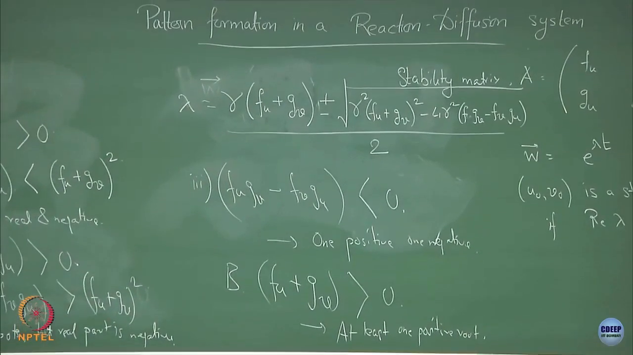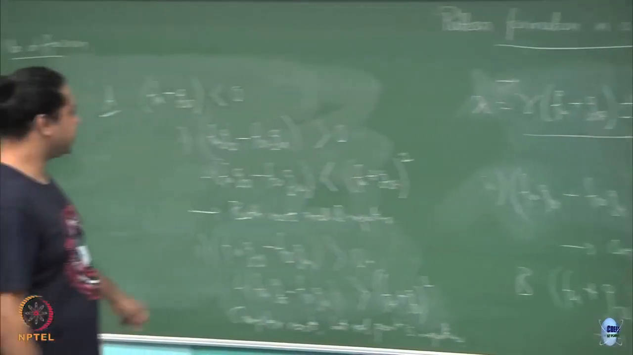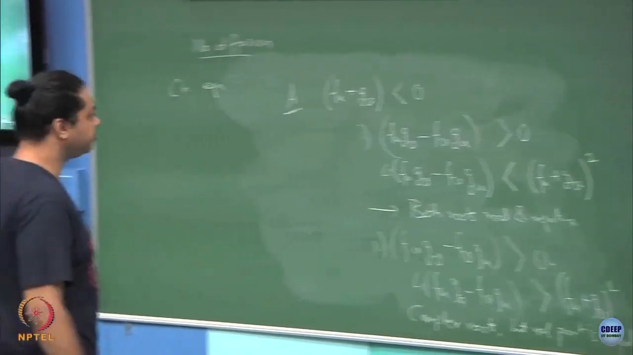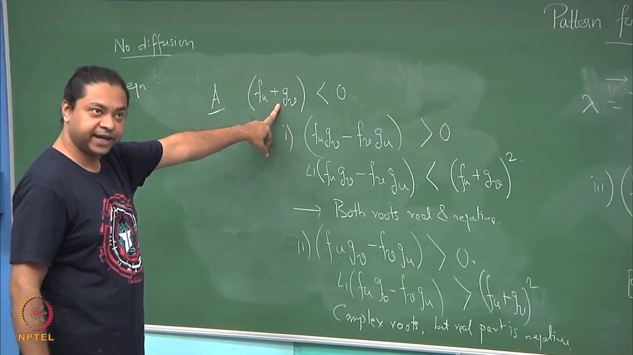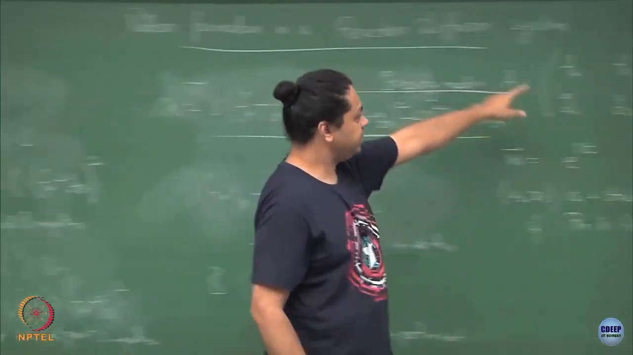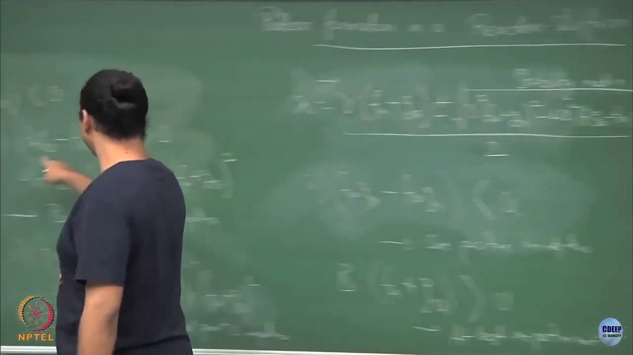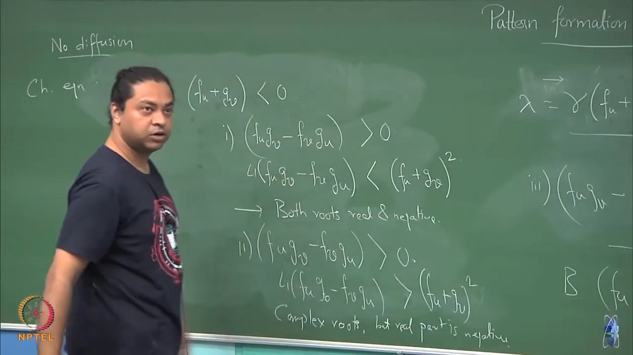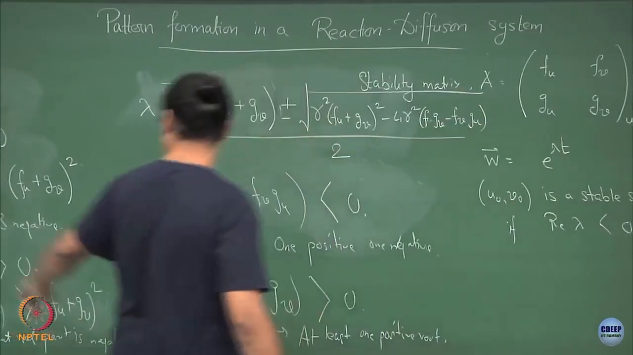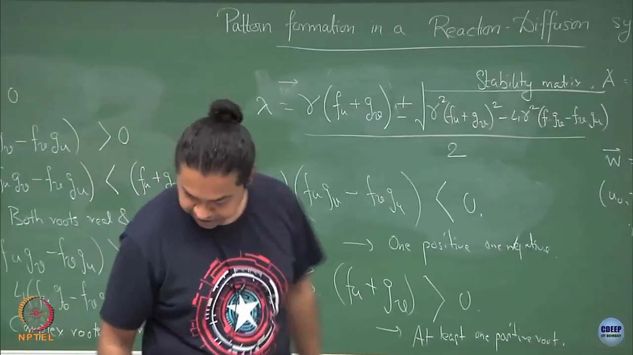So, quite generally then, having written down a steady state u naught, v naught, the condition for that steady state to be a stable steady state of this non-diffusive, non-interacting system is that f_u plus g_v must be negative. And what is f_u plus g_v? It is the trace of the stability matrix that I have written down. And this other quantity, f_u g_v minus f_v g_u, which is the determinant, must be positive, right? Because in both these cases this was positive and the real parts were negative.